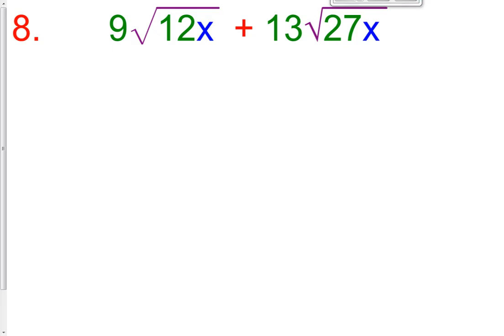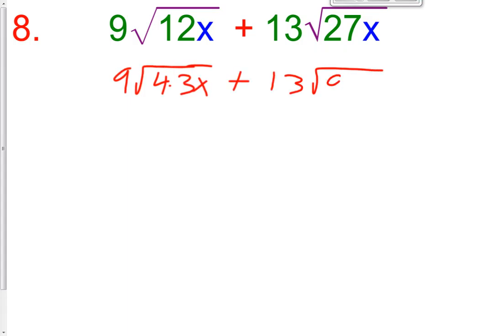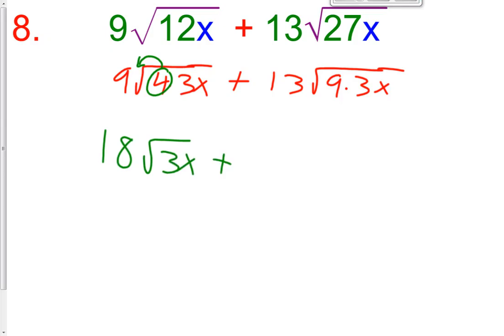So this 12 breaks up into 4 times 3 with the x there, plus 13 times 27 is 9 times 3. Now let's see what happens when we take things out. I could take out the square root of 4 as a 2, and now 9 times 2 becomes an 18. So I have 18 square root 3x plus this 9 I could take out. The square root of 9 is 3. 13 times 3 is 39 square root 3x. So I have 18 square root 3x plus 39 square root 3x.